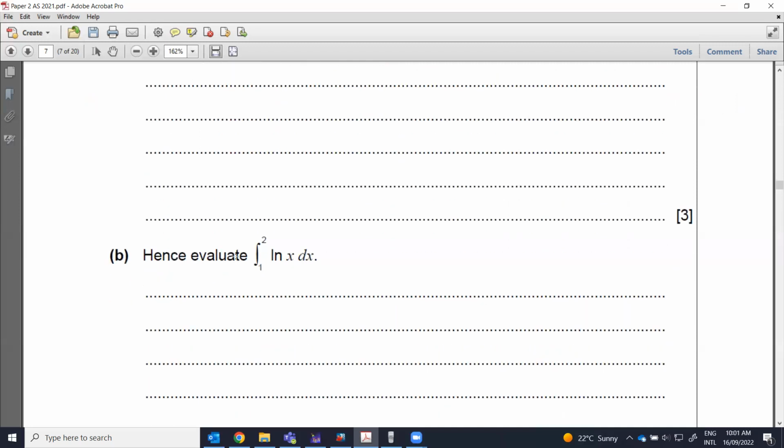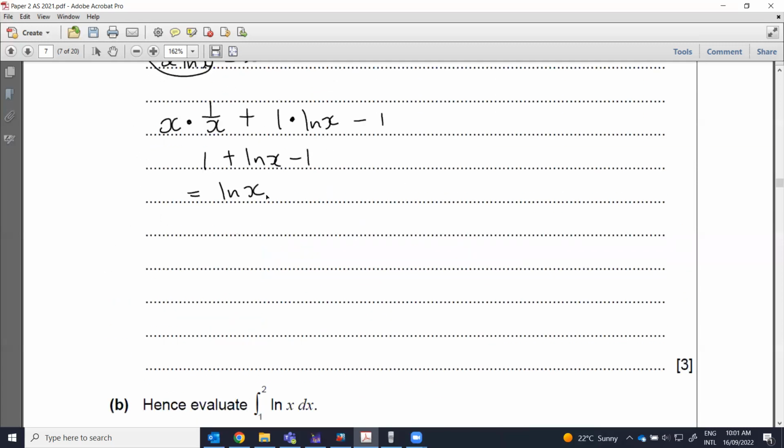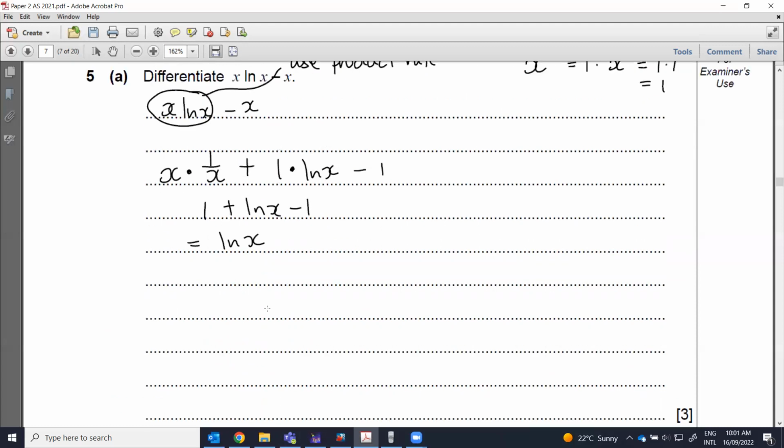Okay, hence evaluate. Now you can see whenever a question says hence do this, it means use what you got in the previous step, or somehow include what you did in the previous question to solve this one. Now we know that differentiation and integration are related. So when I differentiate something, I get this. That means if I were to integrate this, I must get that one. I differentiate this, I get this. I integrate this, I get that one over there.